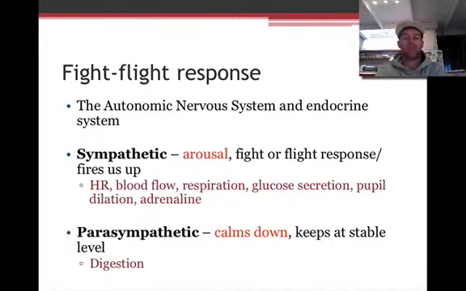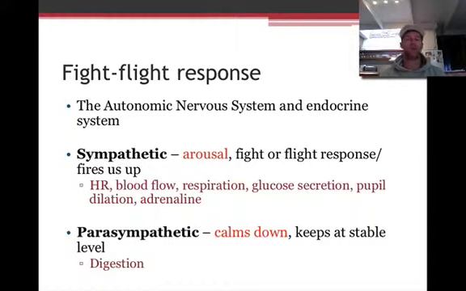Then we have the parasympathetic nervous system, which calms you down and keeps you at a stable level. Okay, I've talked about digestion there. When you are fired up, you're not hungry. After you've had a big stressful event, then usually you get pretty hungry afterwards. So then this leads us to the next thing. What you need to remember is the fight-flight is in the immediate. It's in the first couple of minutes, couple of hours.